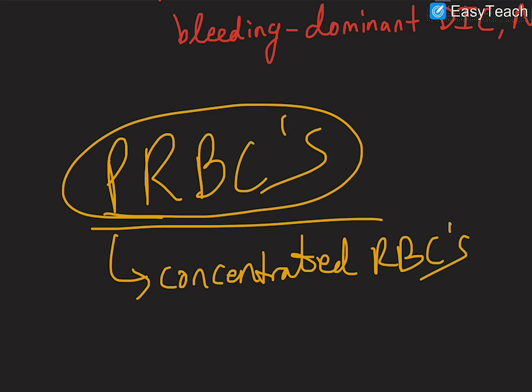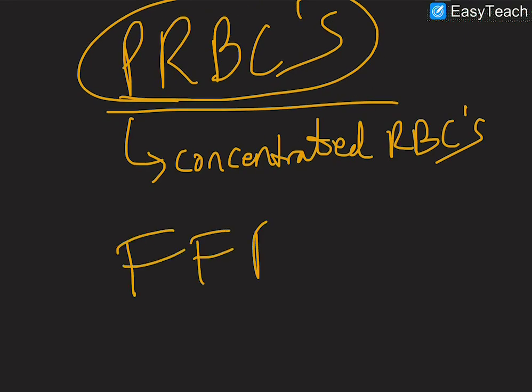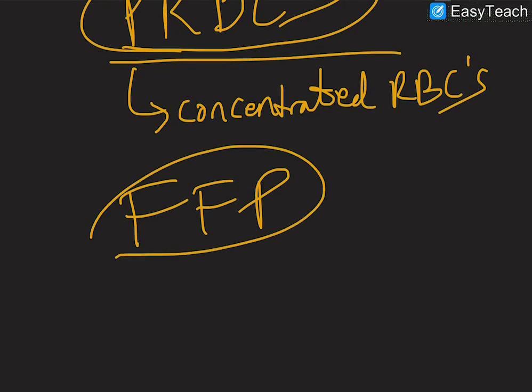Another blood product type that you can give is fresh frozen plasma, commonly seen as FFP. So why is fresh frozen plasma good? Well, the main use for fresh frozen plasma is to replace your clotting factors. So a good place to use this would be DIC, which is what we're discussing.